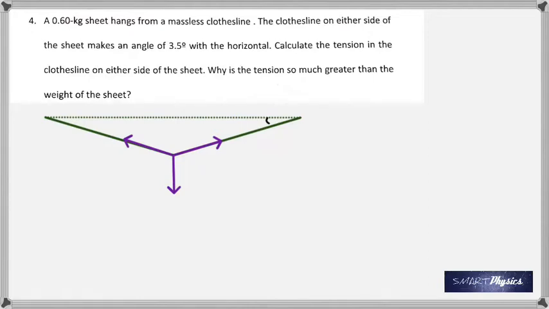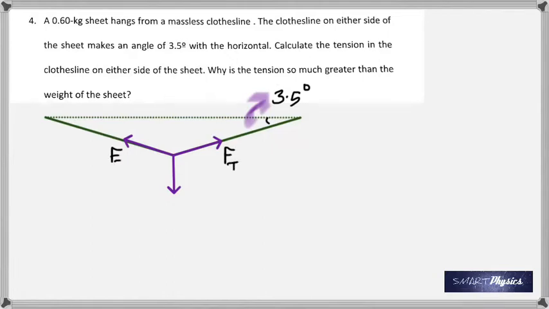The mass of the sheet is 0.60 kilograms, and it's right at the center. How do you know it's at the center again? Because the angles are equal, isn't it? Both the angles are 3.5 degrees. Once again, remember, this is a highly exaggerated diagram, and you're supposed to find the tension. Tell me this. What can you say about the tensions on both sides? Same. All right. Therefore, if I take this tension as Ft, that angle is 3.5 degrees.